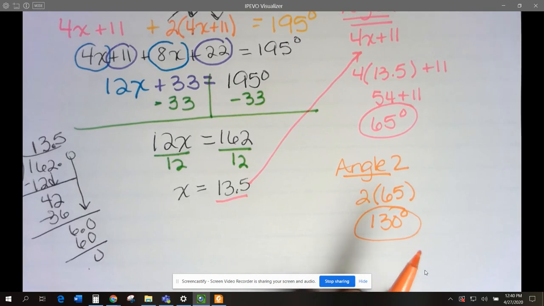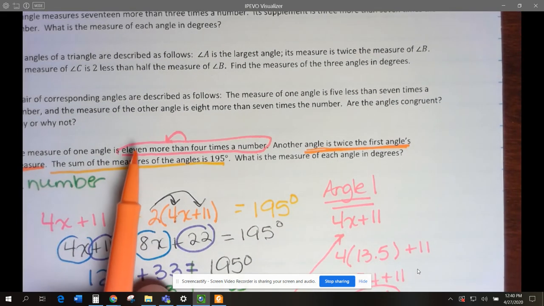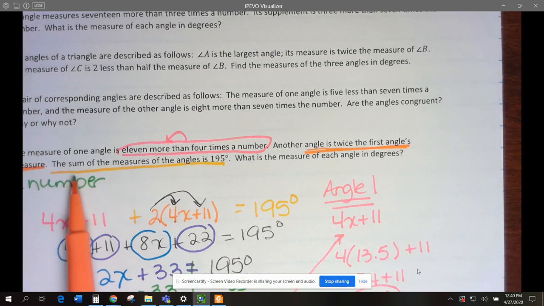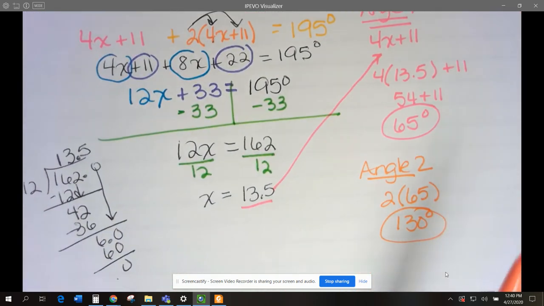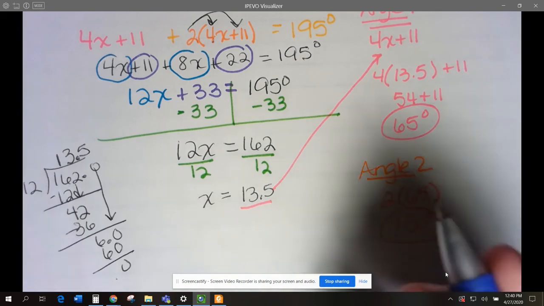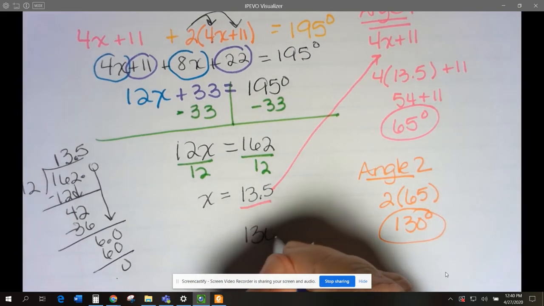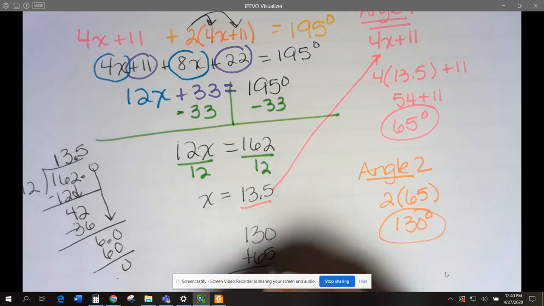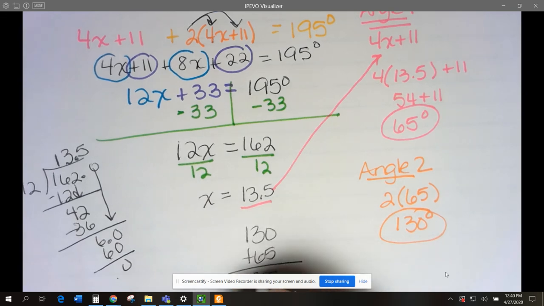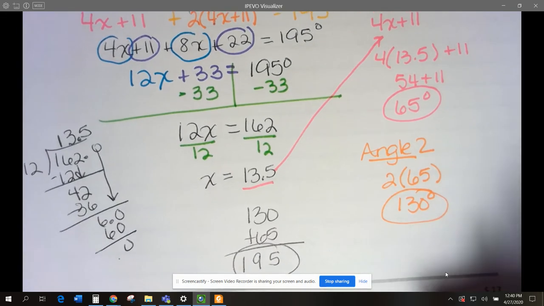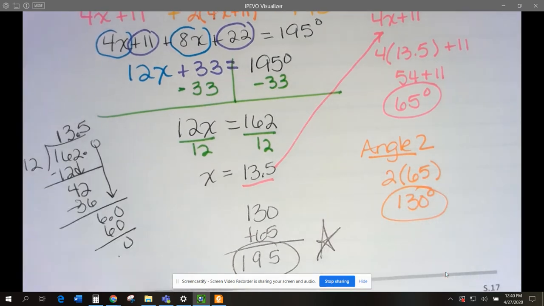To check our answers are correct, remember it said when we added the measures, their sum was 195. So let's go 130 plus the 65, and we get 195. So once again, we are correct.